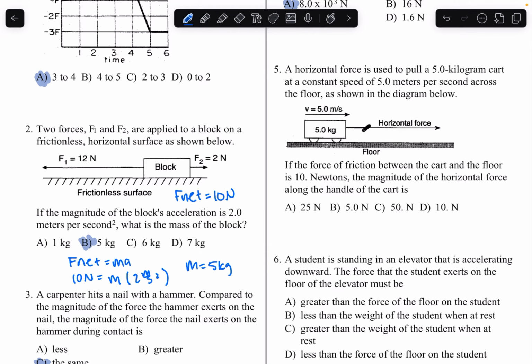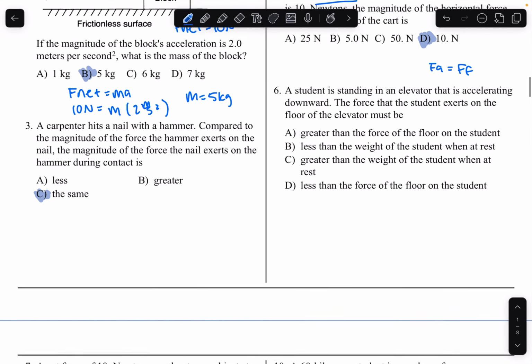So it says the cart is moving at constant speed, so it's at equilibrium, meaning that net forces are equal to 0. So it also says that since it's equal to 0, the applied force is equal to the force of friction. So that means that the answer is 10. If we're looking for the horizontal force, it tells us that the force of friction is 10, and horizontal force or applied force is equal to frictional force.